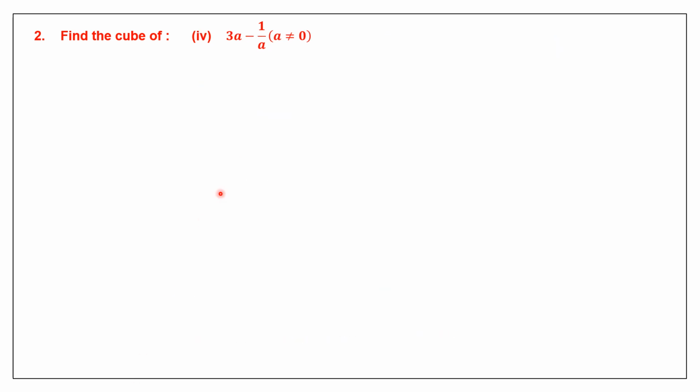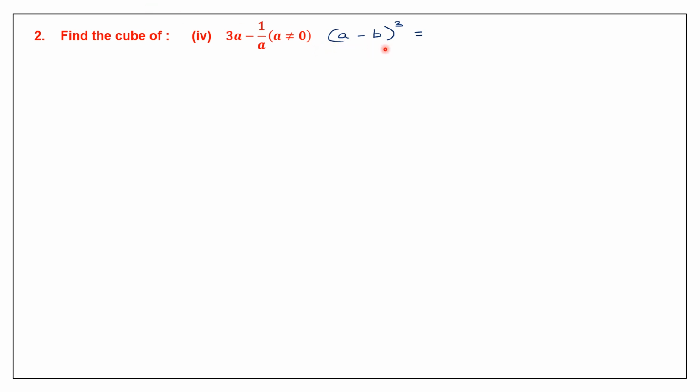Question 4 here, that is, we have to find the cube of 3a minus 1 by a, and a is not equal to 0. Now here you can see that this and this are different. This is 3a and this is a. So we cannot use the expansion a minus 1 by a the whole cube. Instead we can take this as a and this is b, and so this will be a minus b the whole cube. So we take the expansion for this. So you should be careful when you look at your question. You should understand which expansion to make use of.